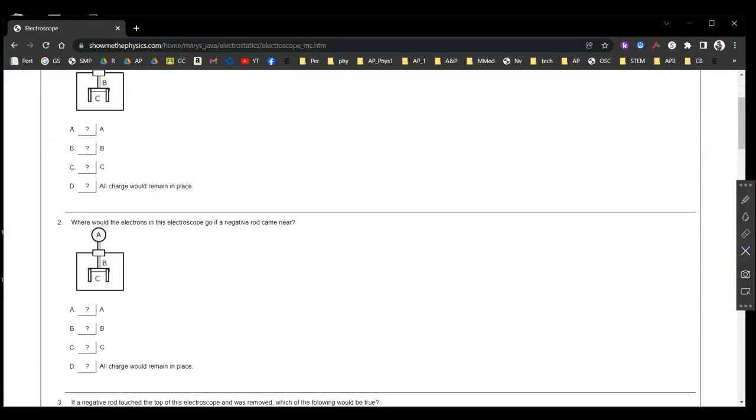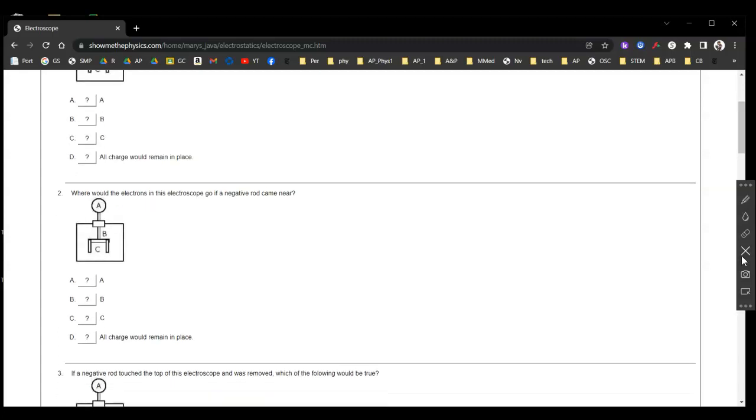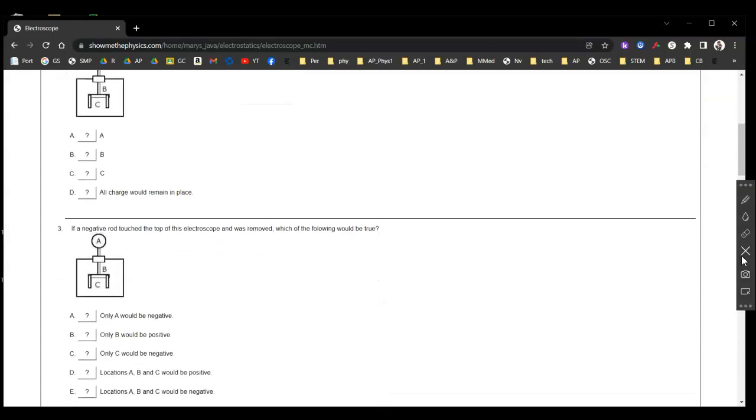Where would electrons go if a negative rod came near A, B, or C? Of course, C, because likes repel. Good, good. A negative rod touches the top of the electroscope. Which of the following would be true?